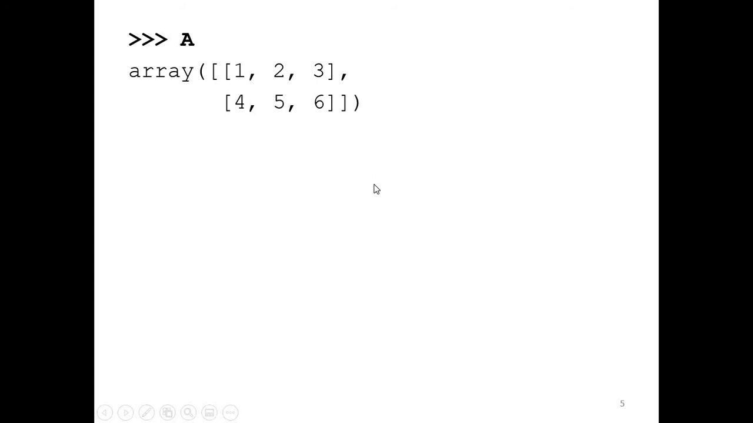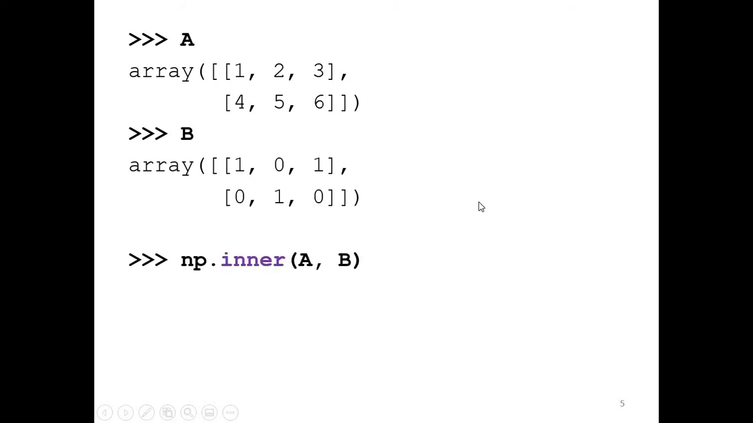Suppose that instead of a vector, you have a two-dimensional array. It's a 2D array, and there's another 2D array. You can think of them as matrices. And you now write np.inner(a, b). What does it mean? That means the inner product of two matrices. So the rule of the inner product, you extend this to 2 dimensions.